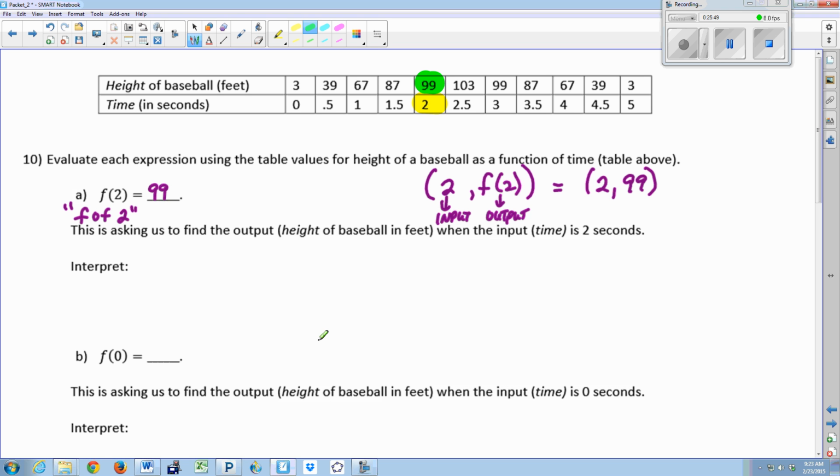Diagram f of input equals. Yeah. Okay, thank you. I'm sorry I didn't understand you.